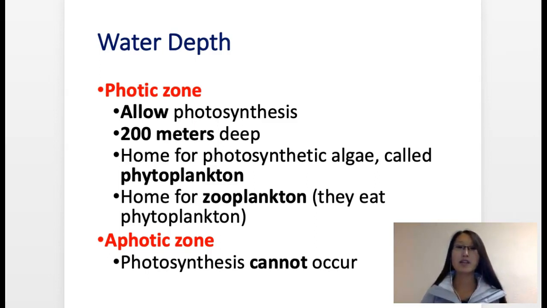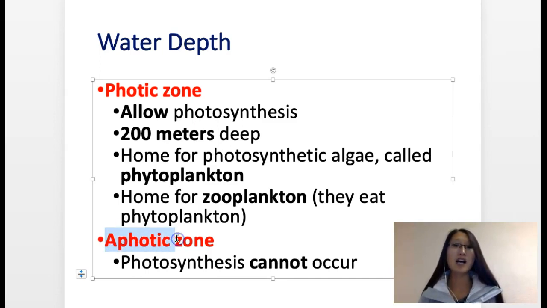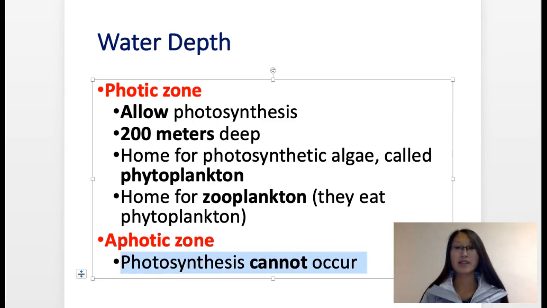There are two words that you need to be able to differentiate. One is called photic and one is called aphotic. If you just look at the name of these two zones, photic can remind you, the "pho" can remind you of photosynthesis. So the photic zone is a zone of the aquatic ecosystem that allows photosynthesis. That's the most major difference between the photic zone and the aphotic zone. And the letter A tells you that it's not something. In this case, it is not photosynthetic, which means photosynthesis cannot occur.